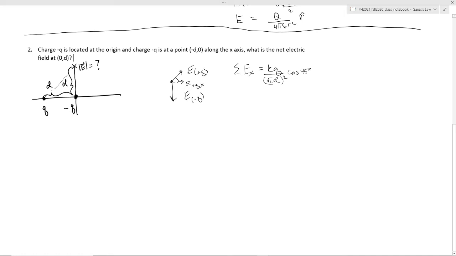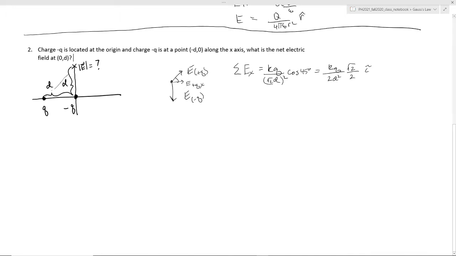I saw some various ways that people had interpreted this. But you could also recognize, your 45 is a special triangle. So this will be 2d squared, and you could write this if you wanted to as root 2 over 2. And we could recognize that this is the x piece, so this would be an I hat. And that's the only contribution that we have in the x direction.